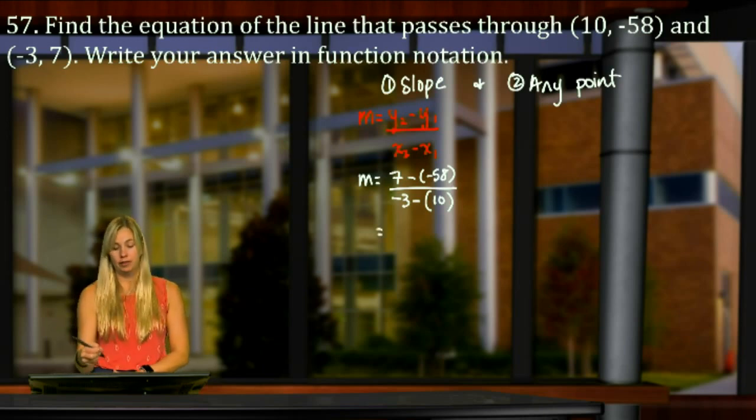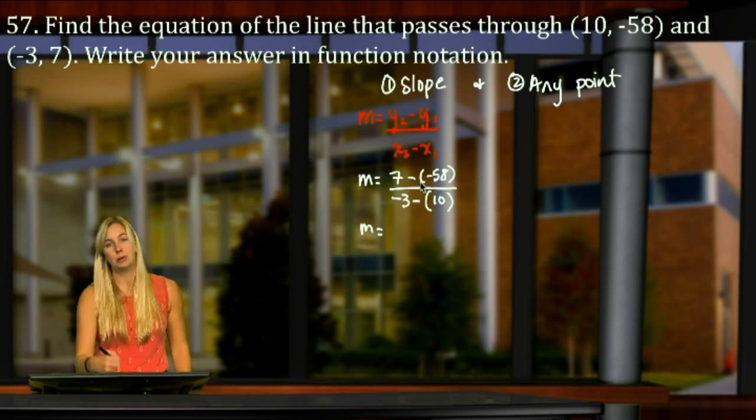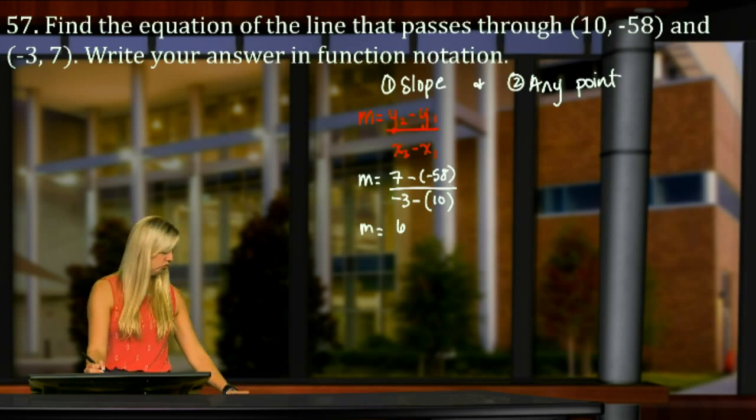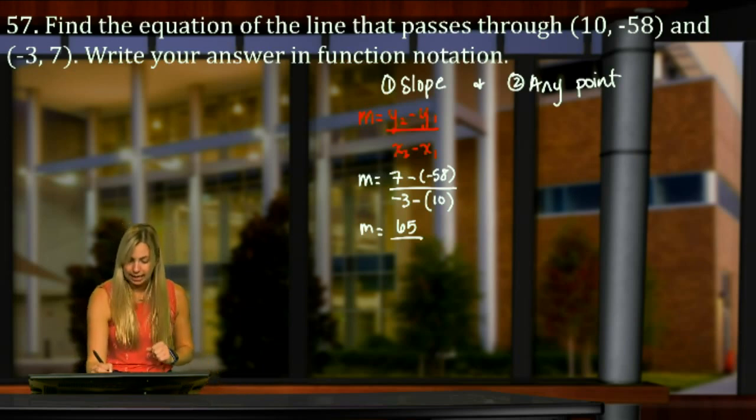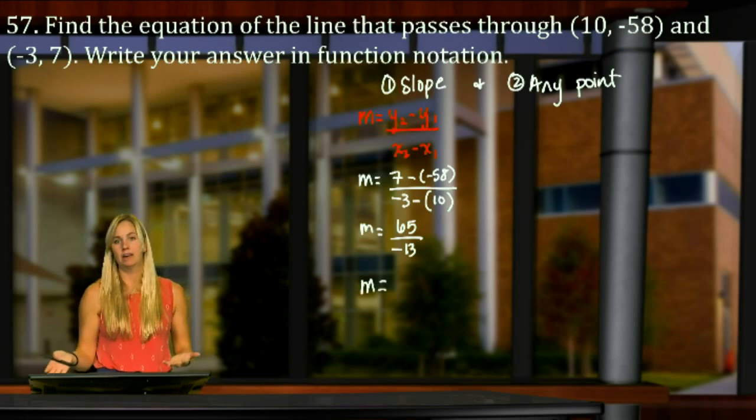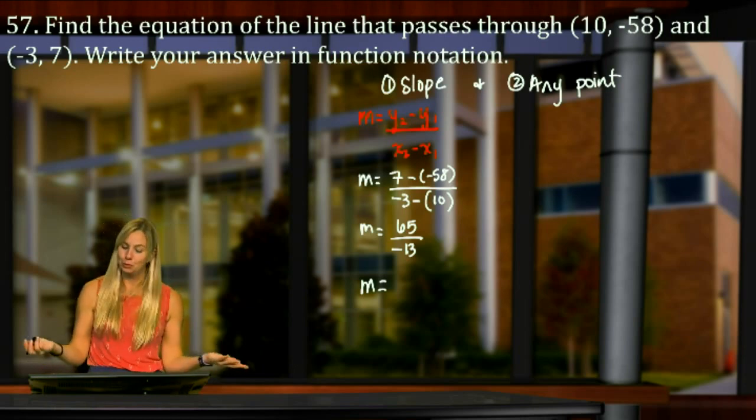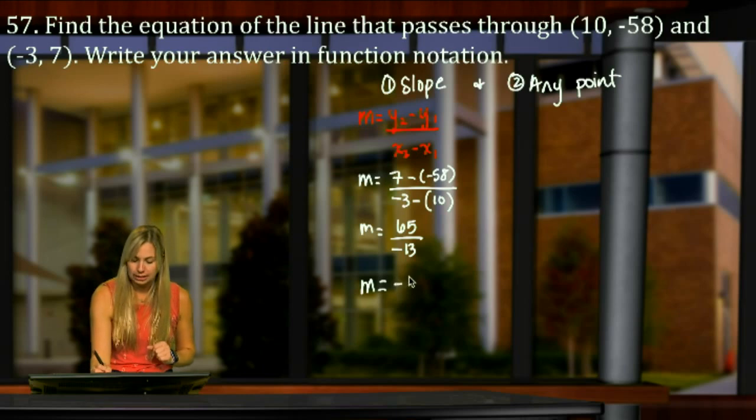Simplifying the numerator and the denominator, 7 minus negative 58 is the same as 7 plus 58, which is 65. And then negative 3 minus 10 is negative 13. And we can check if this simplifies. You can grab your calculator. It might simplify very nicely, which in fact it does. 65 divided by negative 13 is negative 5.